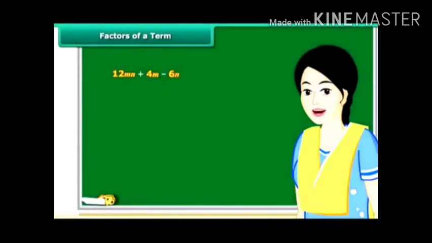Next is factors of a term. What are factors? 12mn plus 4m minus 6n. This is one expression. In this expression, how many terms are there? Very good, 3 terms are there. So 3, x, y are the factors of 3xy. Similarly, in the above expression, 12, m, n are the factors of 12mn. So the variables and constants in a term we consider as its factors.